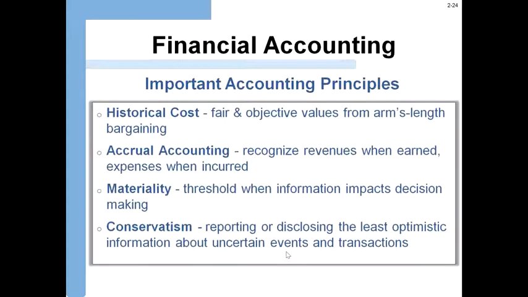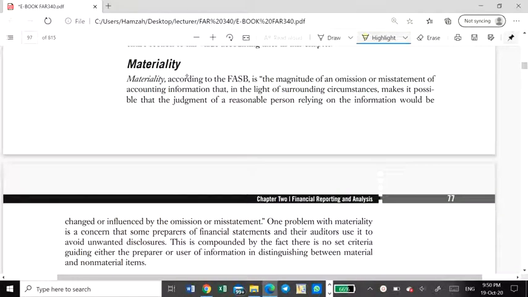Materiality is the threshold when information impacts decision making. According to FASB, the magnitude of omissions or misstatement of accounting information that in the light of surrounding circumstances makes it possible that the judgment of a reasonable person relying on the information would be changed or influenced by the omissions or misstatement. Itulah materiality. Okay.